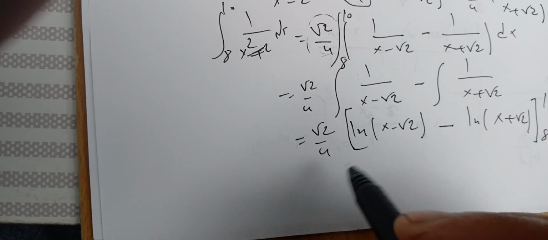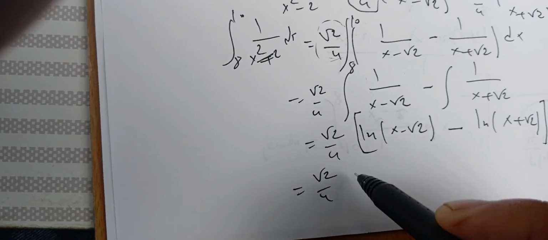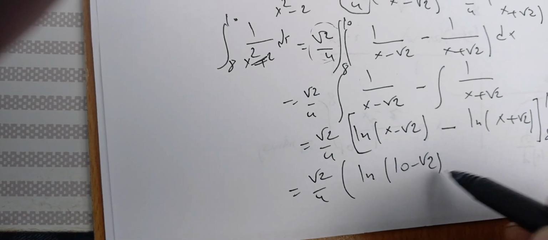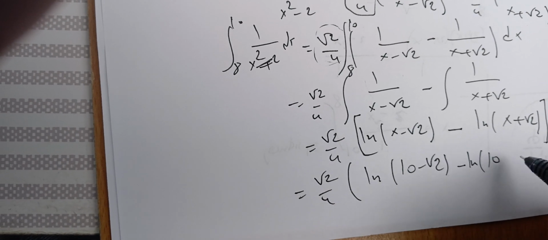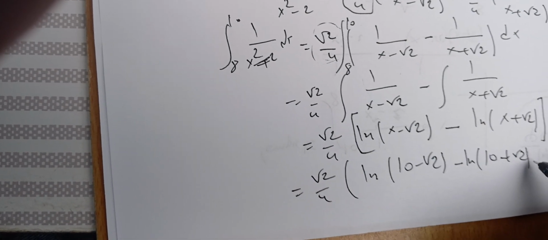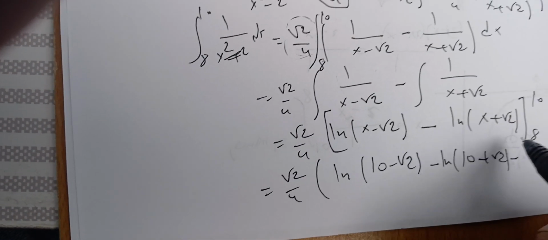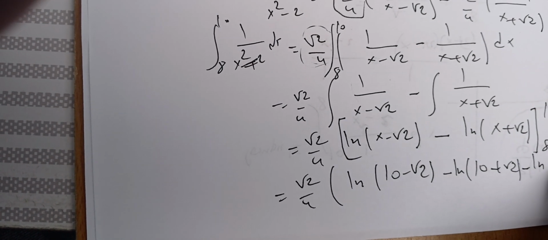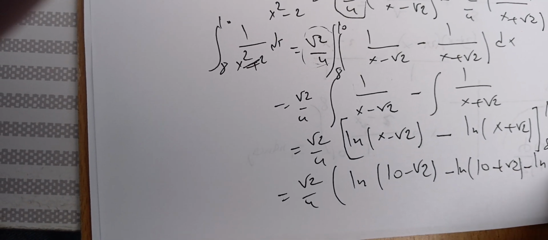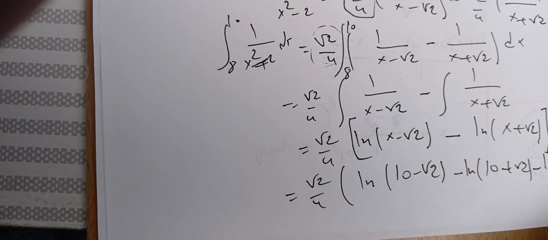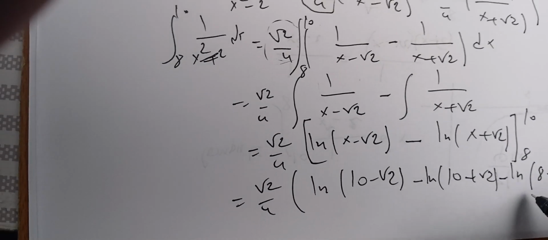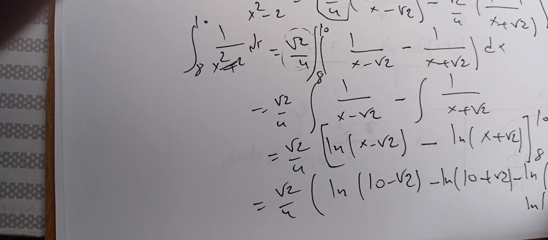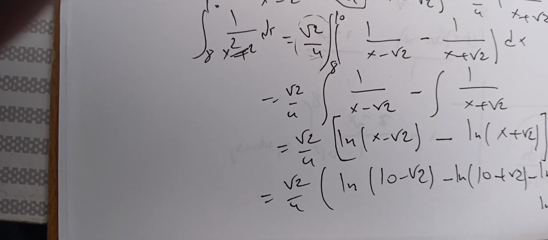So when I do the evaluation, I'm going to get square root of 2 over 4, the natural log of 10 minus square root of 2, minus the natural log of 10 plus square root of 2, minus the natural log of 8 minus square root of 2 plus the natural log of 8 plus square root of 2.